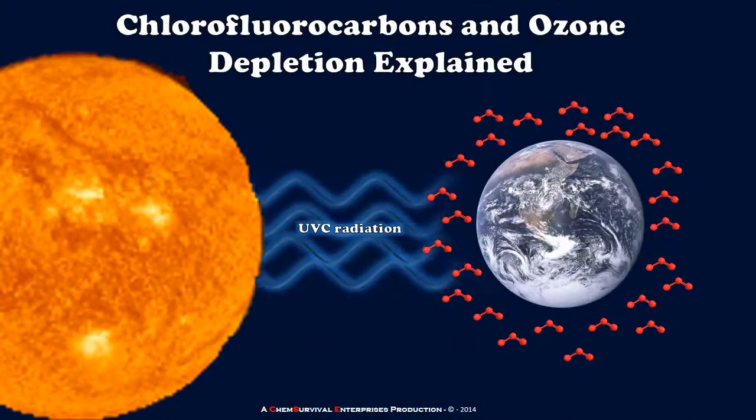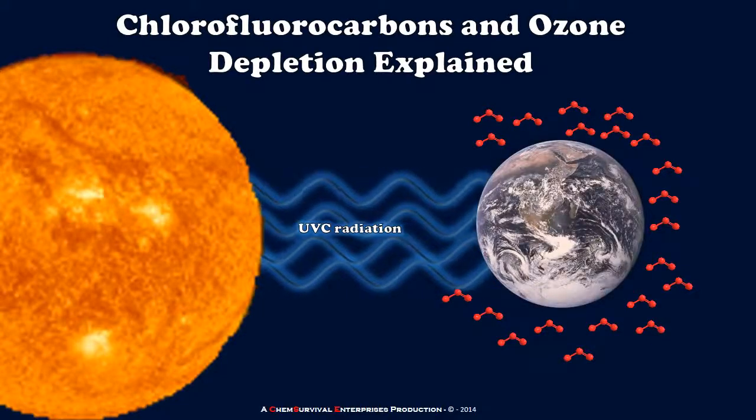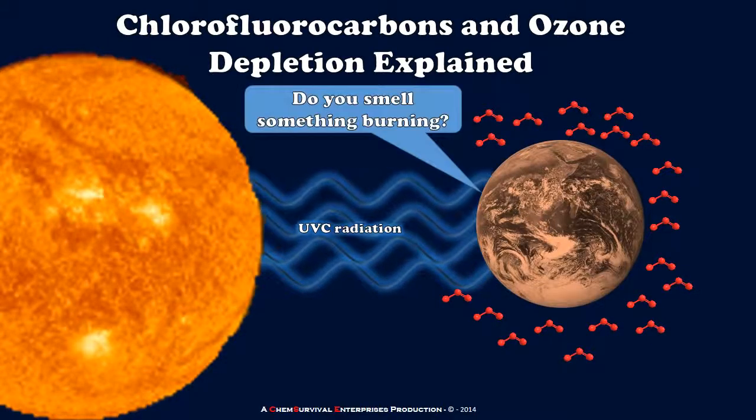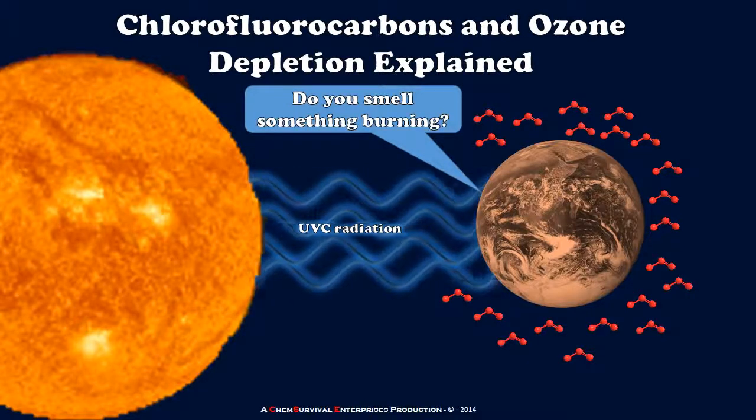Again, we have UVC radiation bombarding the planet constantly. But as long as there's ozone there, we're safe. Of course, if the ozone were to somehow become depleted and a hole were to form, then we would have a lot of high-energy UVC light reaching the Earth's surface. And again, that would be bad news for humanity.